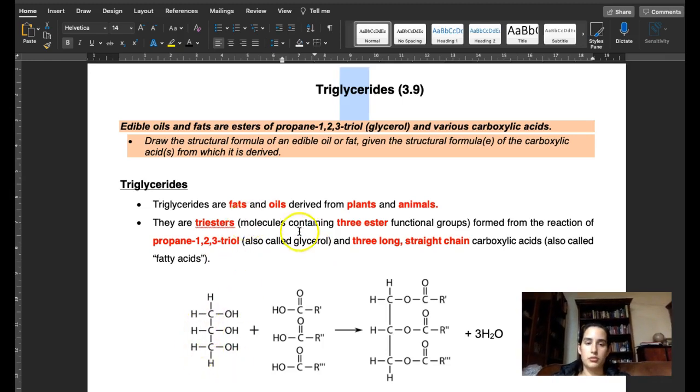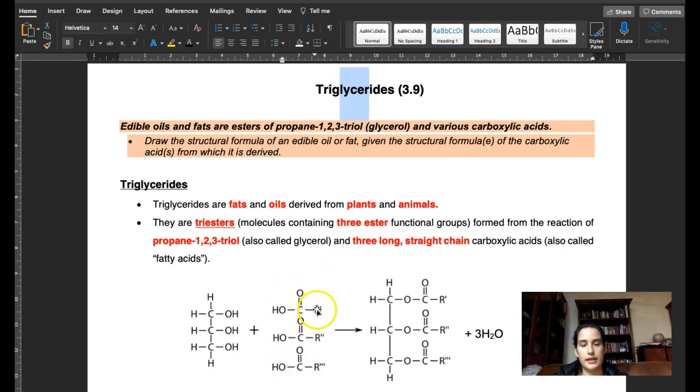Now, this alcohol known as glycerol, if you named it systematically, is propane-1,2,3-triol. There are 3 carbons, and on the first, second, and third carbons is the hydroxyl group, so propane-1,2,3-triol. And you react that with 3 long straight chain carboxylic acids.